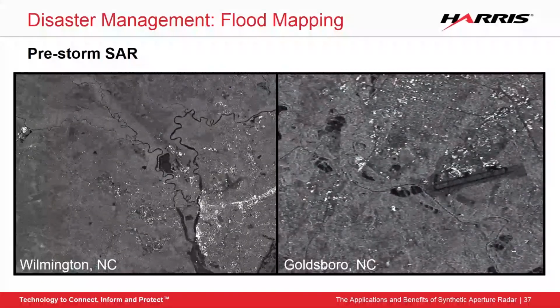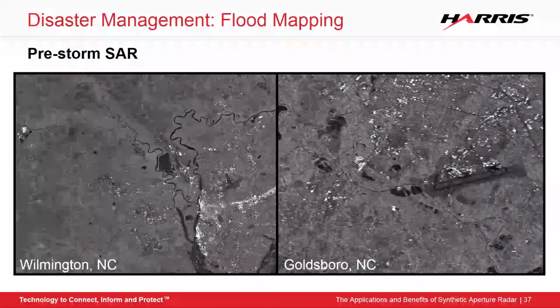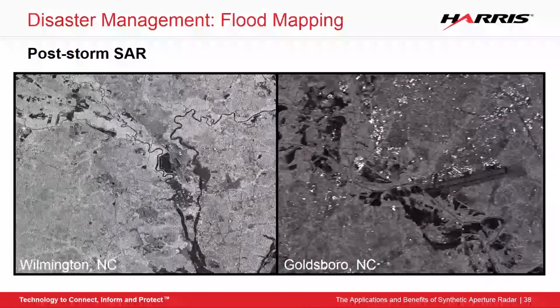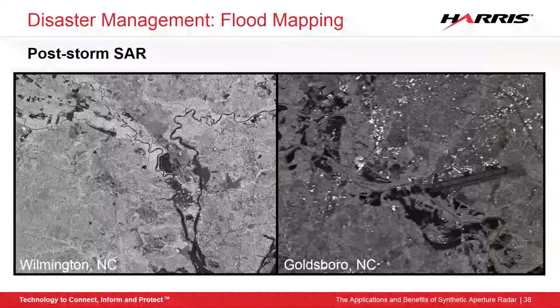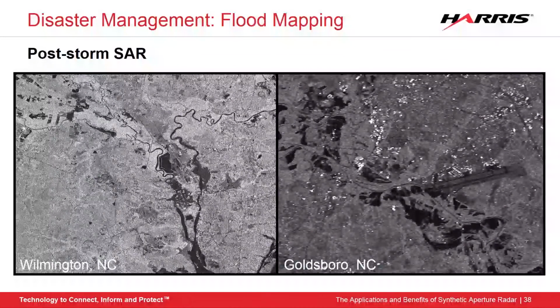Here we have some pre-storm SAR data. On the left-hand side, we have Wilmington, North Carolina, and on the right-hand side, we have Goldsboro, North Carolina. We can see that there is a river running through the middle, the Wilmington one, with this much darker color. Now, if we go into some post-storm SAR data, we can see there's much more of this dark reflectance response, especially in the Goldsboro scene. And so we're able to detect this water much easier.